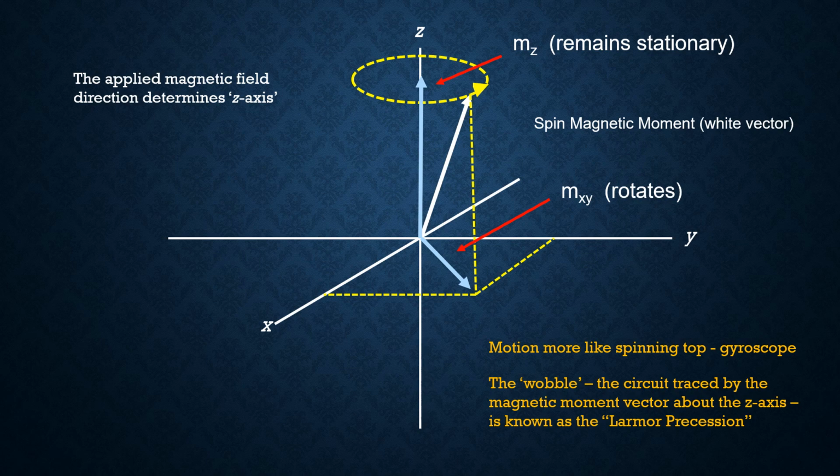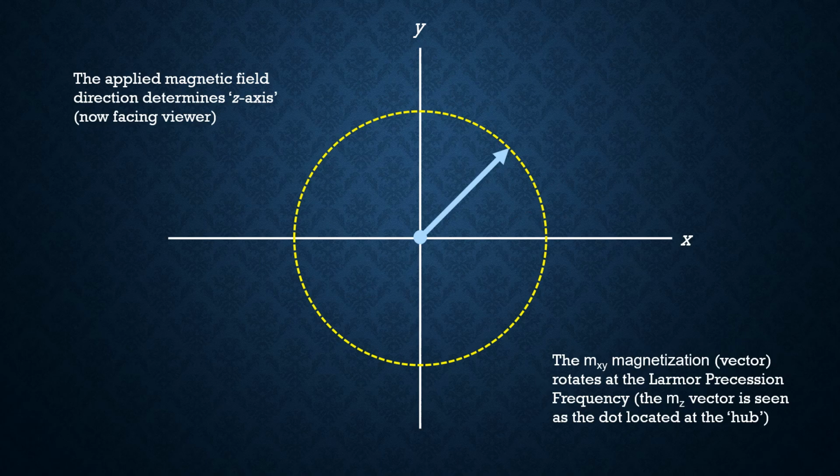The phenomenon is referred to as Larmor precession, and like the classical wobble, the frequency of the precession is proportional to the applied magnetic field strength. And so in this diagram, I'm looking down the z-axis, and what I'm referring to as the projections onto the xy plane are seen as the blue arrow. The projection onto the z-axis, which remains stationary, is going to look like a hub pointing out at you. And so during the precession process, the xy component of the magnetization is going to rotate, in this particular case, in a counterclockwise fashion.